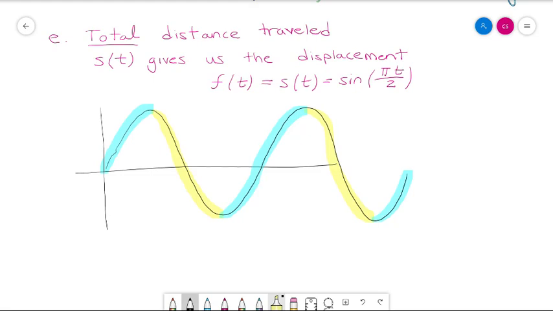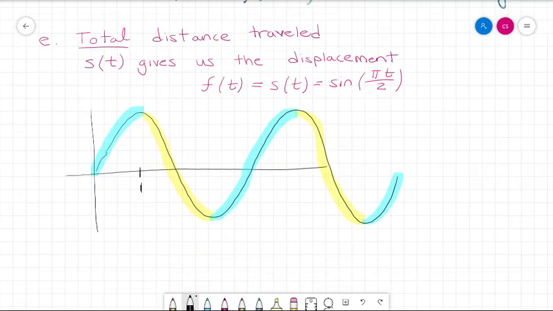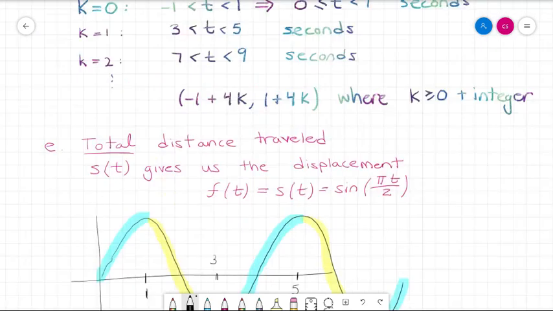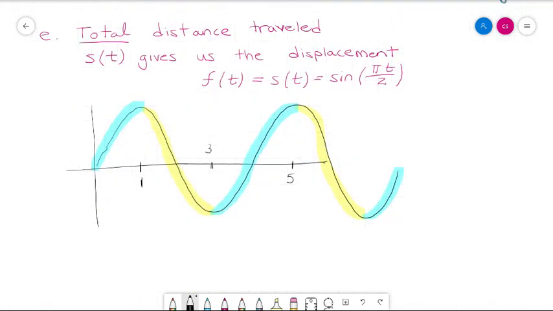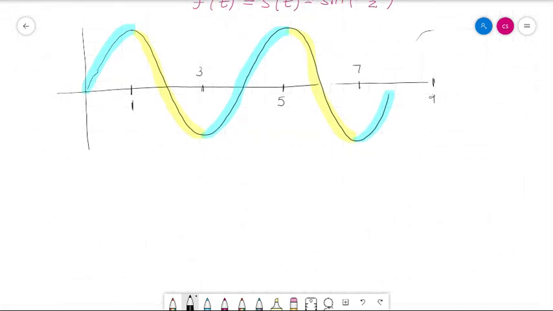All right, so from our last problem, we knew that we are moving forward from 0 to 1. It's right here, right? 0 to 1. 3 to 5, we are moving forward. And then 7 to 9, we are in a positive direction. And then the pattern continues forever. So we're going to have to calculate the displacement for each one of the intervals. So for this one, we're moving forward.